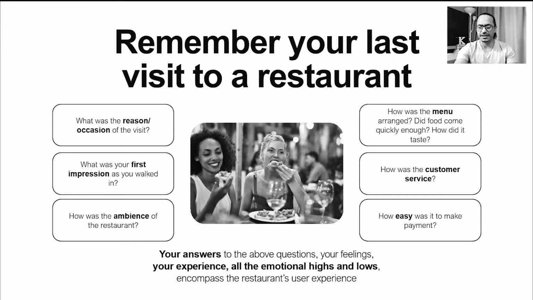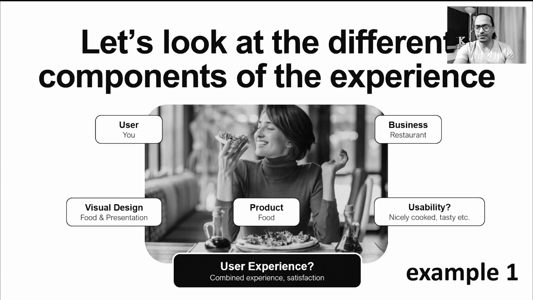We'll be talking about those things in the next sessions. Okay, now in the restaurant, what happened? Let's see that. So there are different entities or different components of the experience. One is the user who actually uses the product. In this case, who's the user? You were the user. You went there for eating, dining, or whatever, but you were the end user.